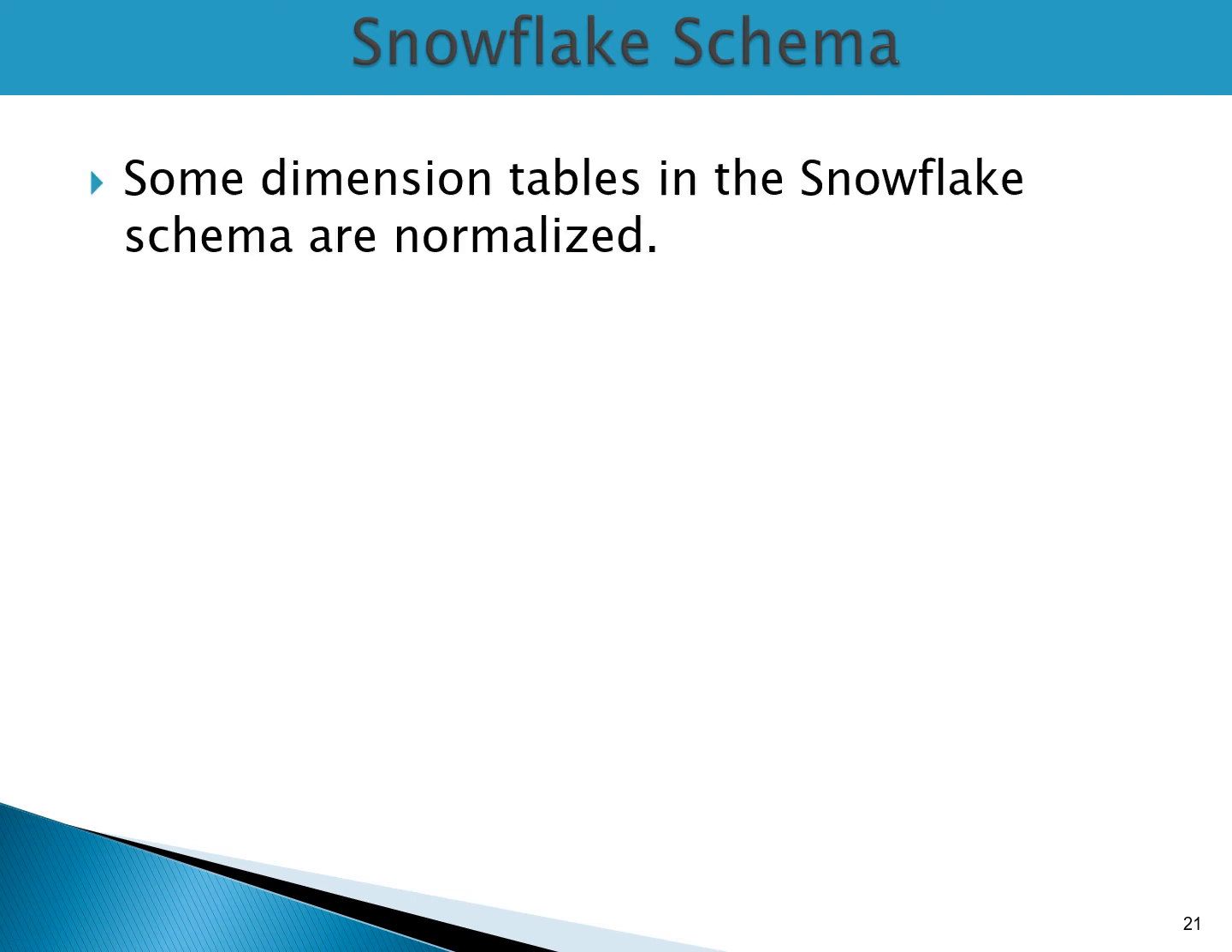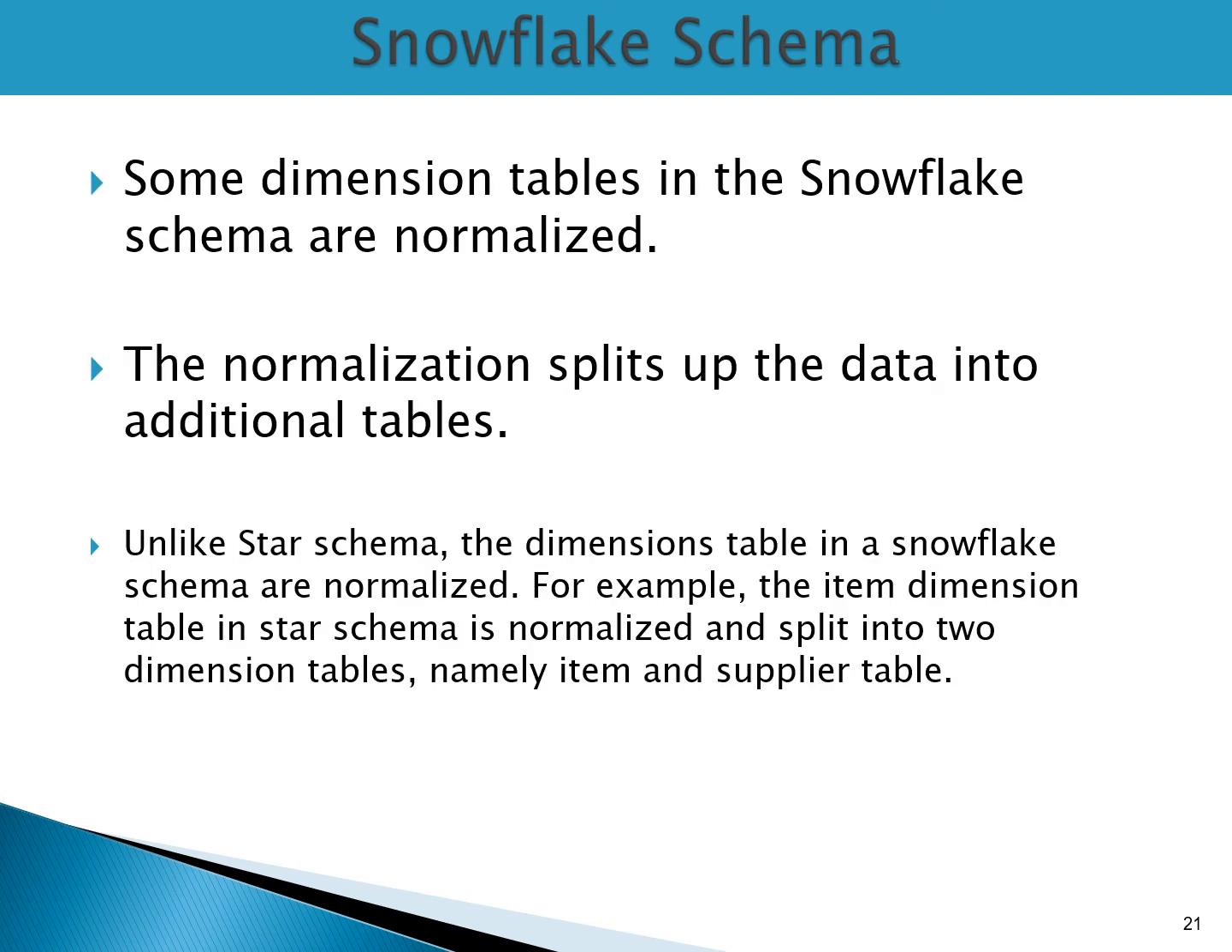So next is the Snowflake schema. This is another type of schema. So what is the change here? In this, some dimension tables are normalized. In the star schema, the dimension tables are denormalized, while if some dimension tables are normalized, we can call it Snowflake schema.